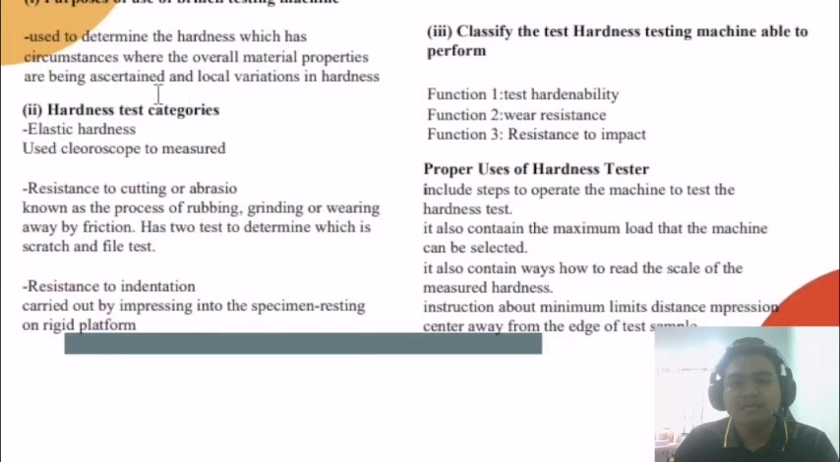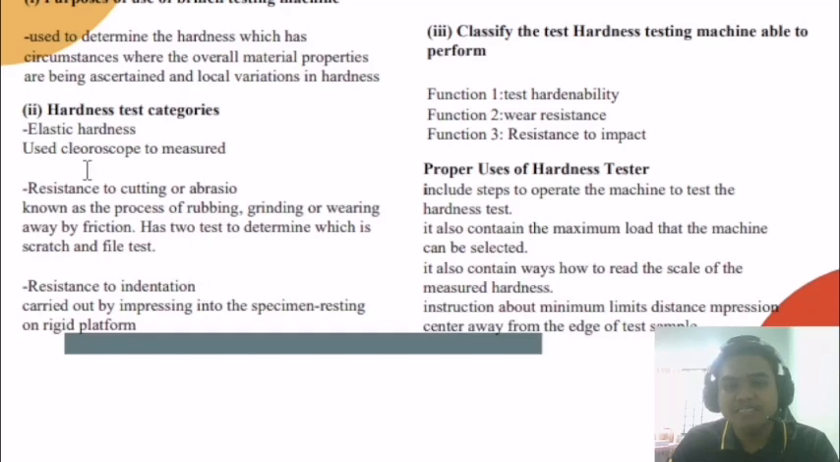So firstly, this is the description first. The purpose of use of the Brinell test machine is to determine the hardness, in circumstances where the overall material properties are being ascertained and local variation in hardness. So secondly is the hardness test category. There are elastic hardness, resistance to cutting or abrasion, and thirdly is resistance to indentation.